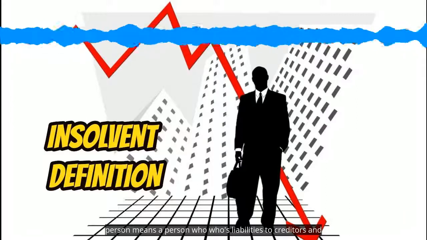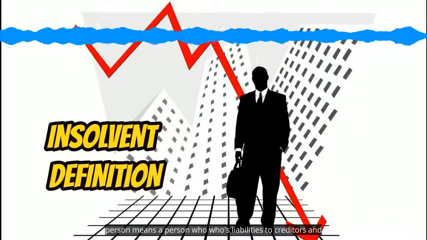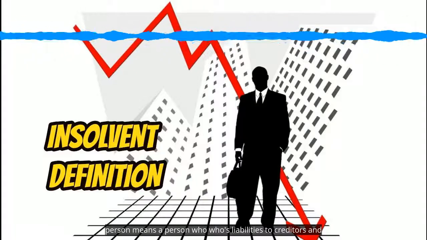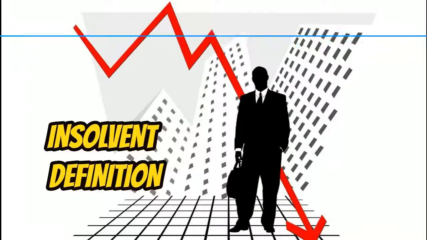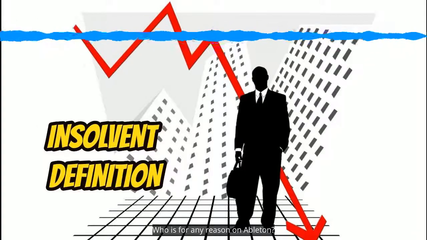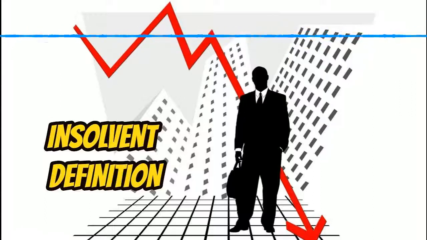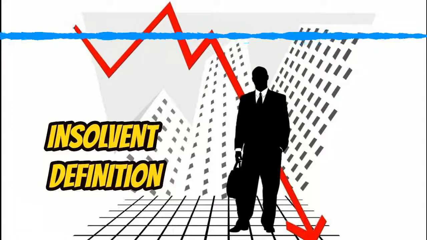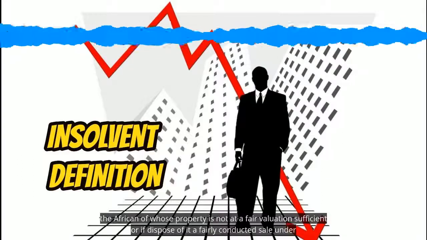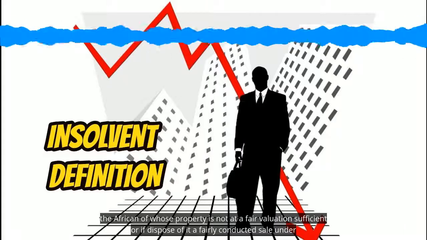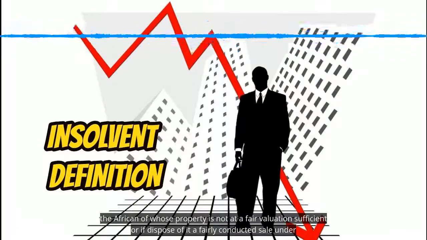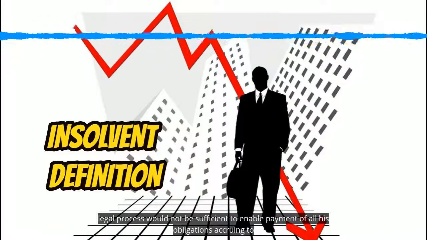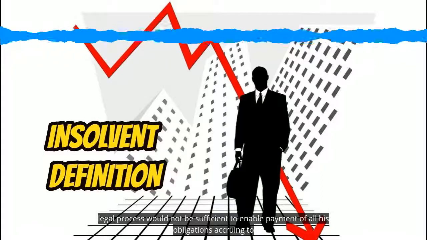Insolvent person means a person who is not bankrupt and who resides, carries on business or has property in Canada, whose liabilities to creditors provable as claims under this act amount to $1,000, and a. who is for any reason unable to meet his obligations as they generally become due, b. who has ceased paying his current obligations in the ordinary course of business as they generally become due, or c. the aggregate of whose property is not, at a fair valuation, sufficient, or, if disposed of at a fairly conducted sale under legal process, would not be sufficient to enable payment of all his obligations, due and accruing due.